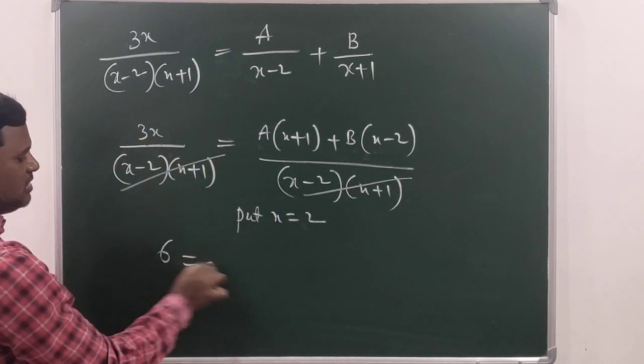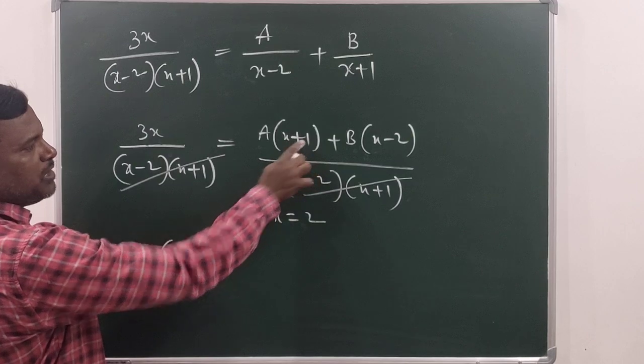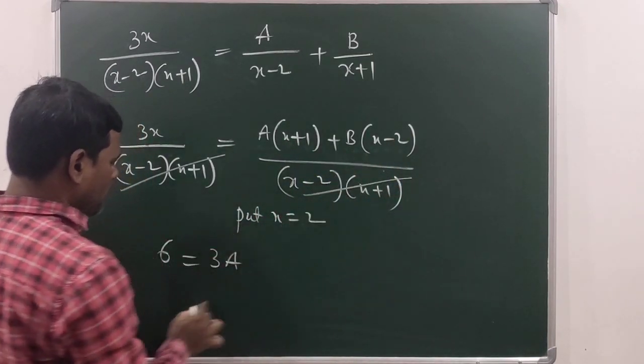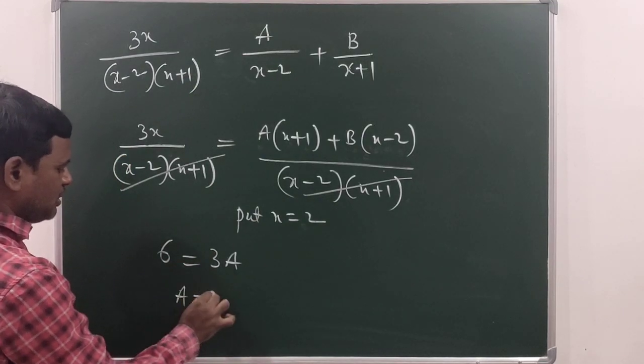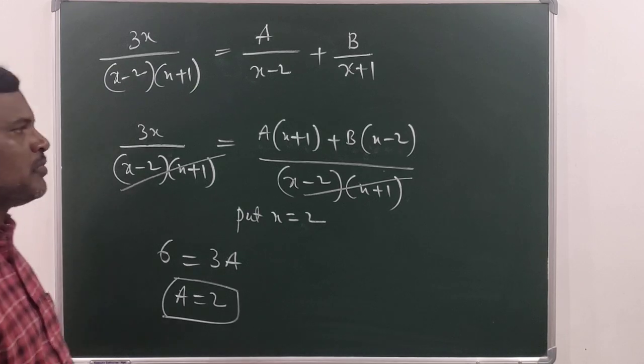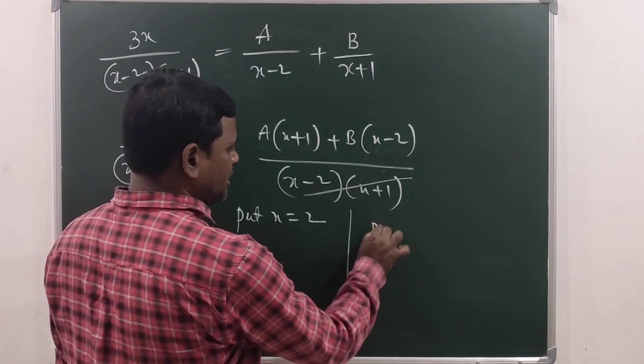Now, wherever x is there, write 2. 3 2s are 6 here. When you write x equal to 2, 2 plus 1 is 3, so 3a. When you write 2 here, 2 minus 2 is 0. Now your a value will be 3 1s are 3, 3 2s are 6. A value is 2. Now next put x equal to minus 1.